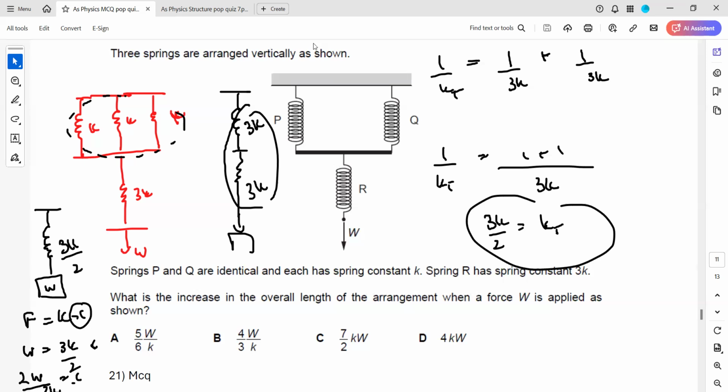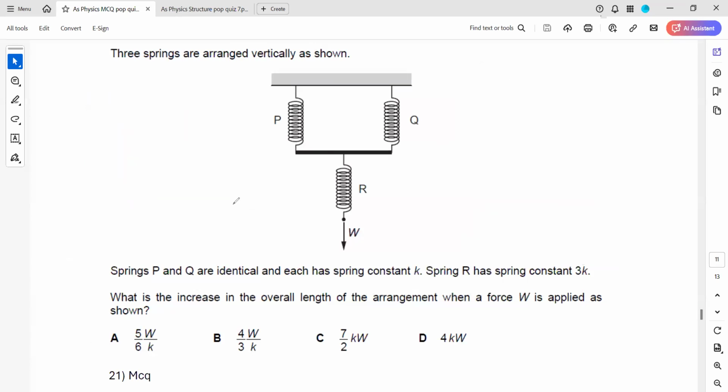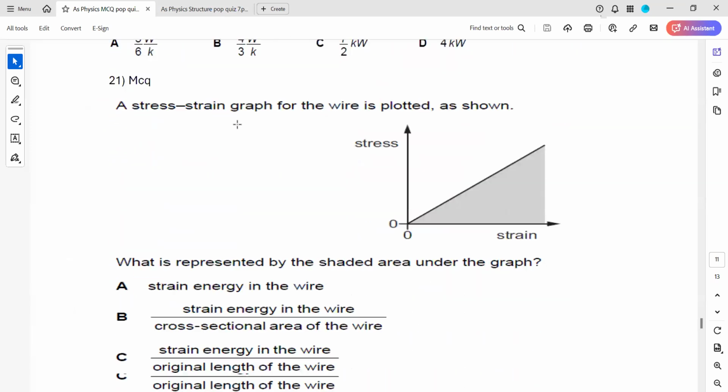Is it clear how to work out the spring constant of spring systems? If they're connected in parallel, add. If they're connected in series, then add the reciprocals, and at the end take the inverse, instead of doing it for individual springs.